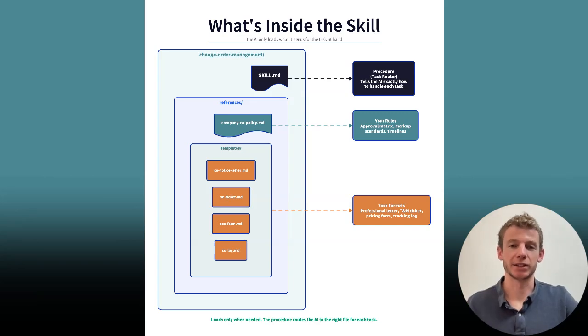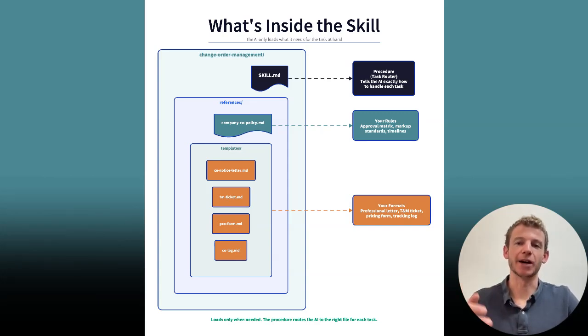It's a complete package. The skill.md is the brain. So MD just being markdown, it's literally just text. So you can read what the skill is. And it tells the AI exactly how to handle each task in the workflow and where to find what information when it needs it. And these are all separate files, and that's deliberate.